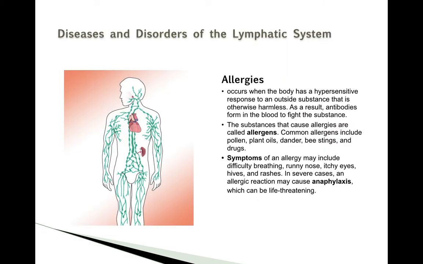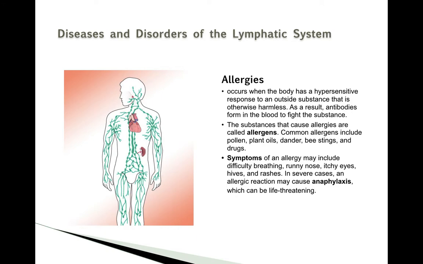All right, so quickly, we're going to talk about some of the diseases and disorders of the lymphatic system. Allergies. That's probably something that everybody is experiencing right now. Basically, it just occurs when the body becomes hypersensitive to an outside substance that's basically harmless. It's just that your body doesn't really know how to deal with it. So this could be from different pollen or plants in the air. Sometimes you may have an allergy to a food or to an animal, whatever it may be.